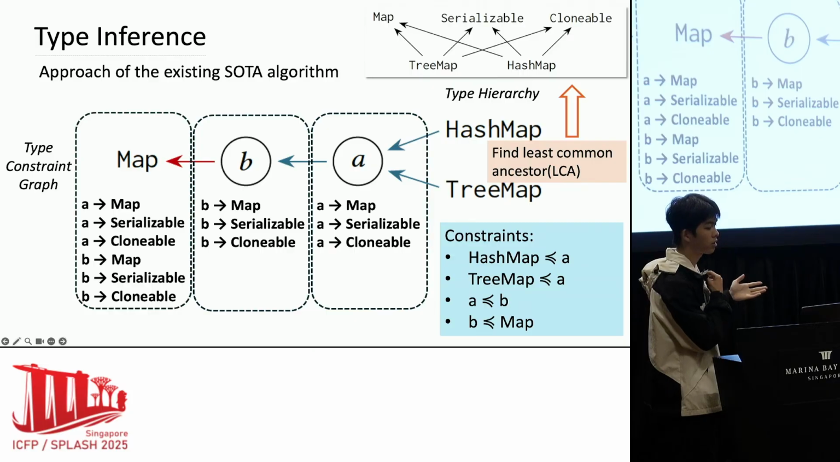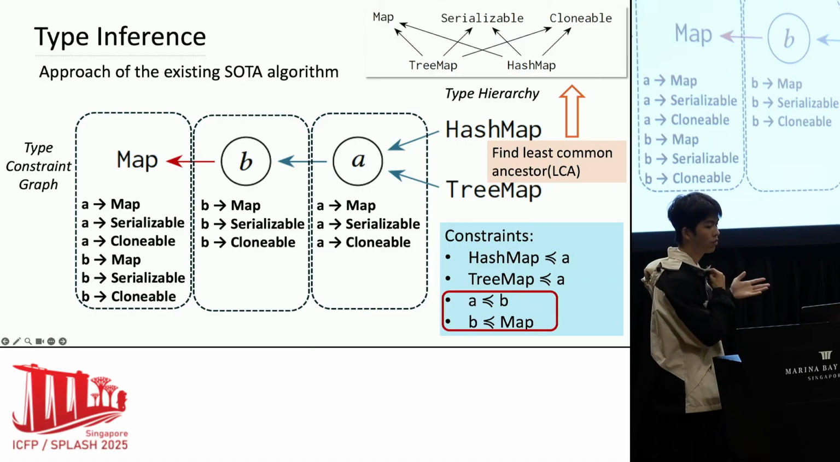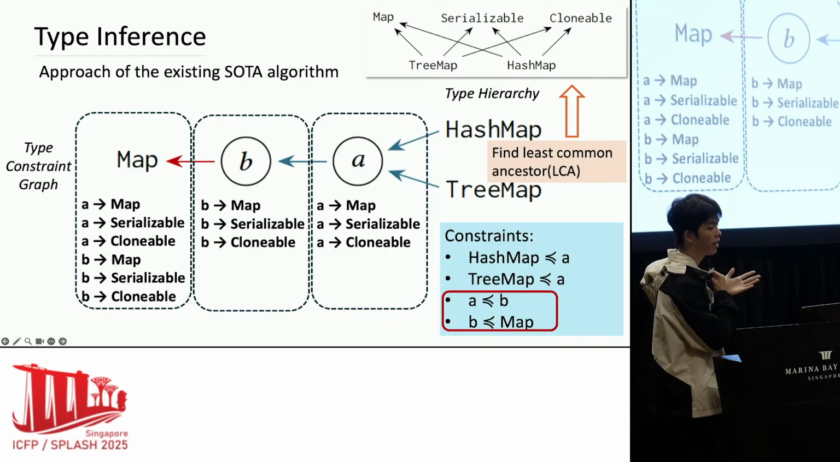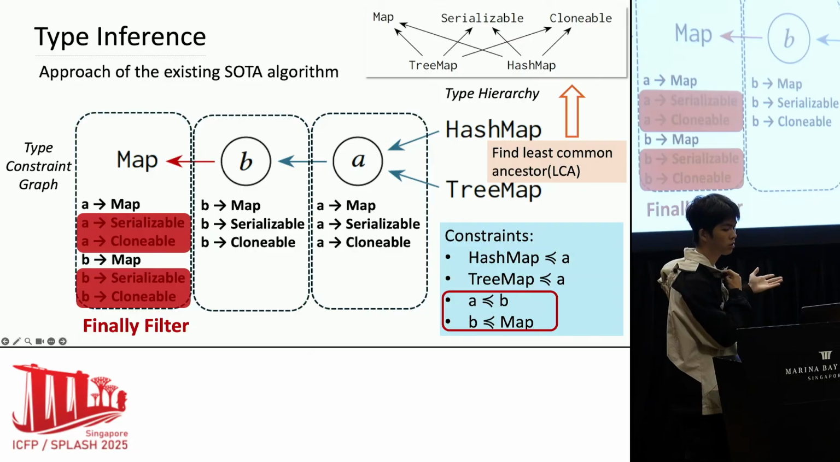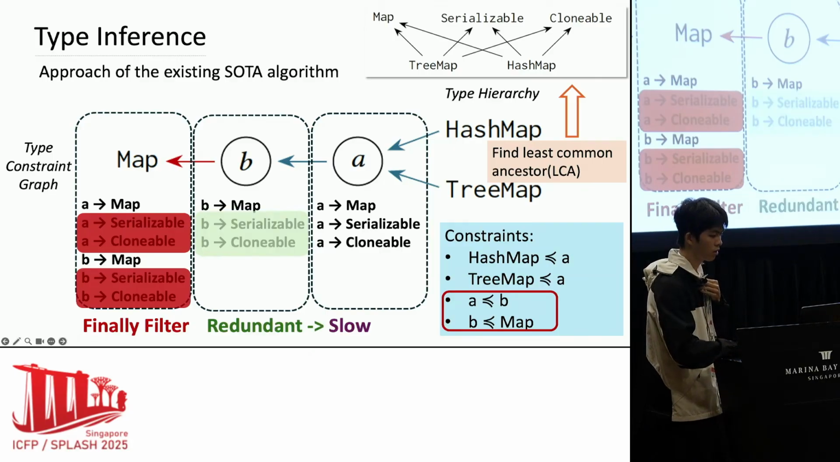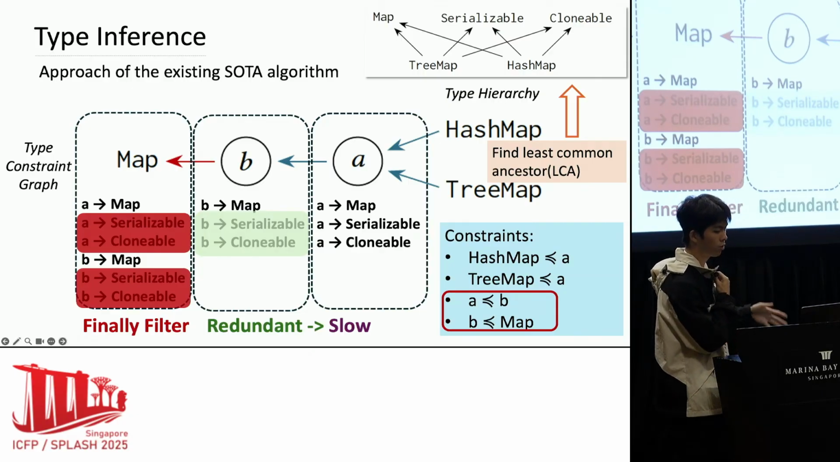When they handle the last node, variables A and B each have the 3 types. However, according to the constraints, B is a subtype of Map, and variable A is a subtype of variable B. So the SootUp algorithm finally filters out the redundant elements and gets that the type of variables A and B is Map. During the traversal, many redundant elements are computed, which slows down the process.